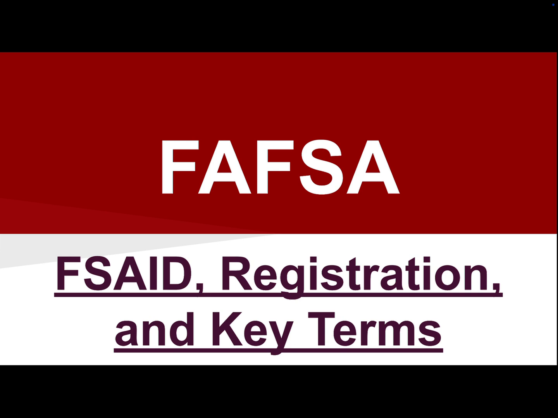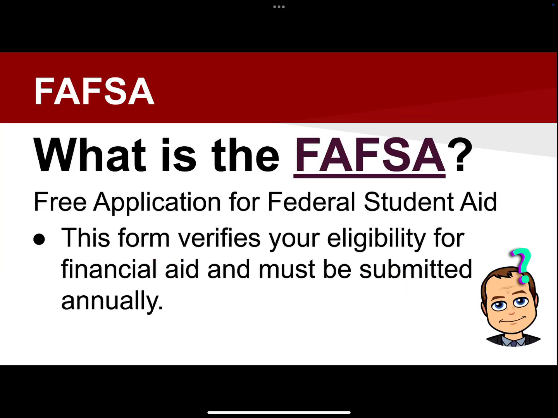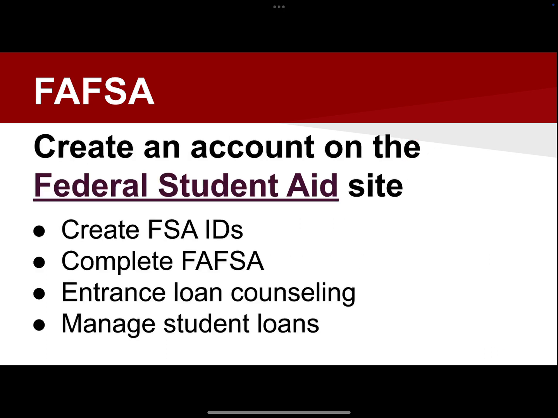Today's topic is the FAFSA, your FSA ID, how to register, and key terms. So this is for seniors. What is the FAFSA? The FAFSA is the Free Application for Federal Student Aid. This form verifies your eligibility for financial aid and must be submitted annually. So every year that you're in school, that you are paying for your college or post-secondary school with federal funds, you must do the FAFSA.